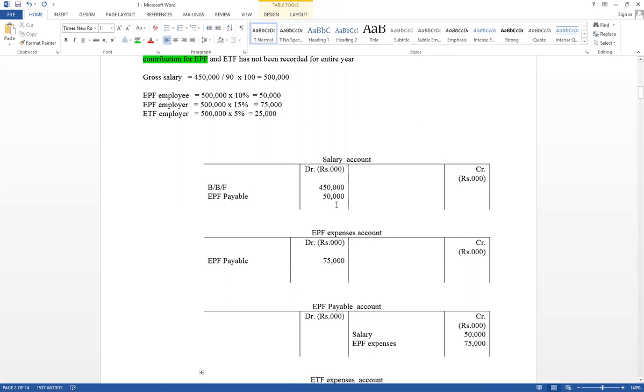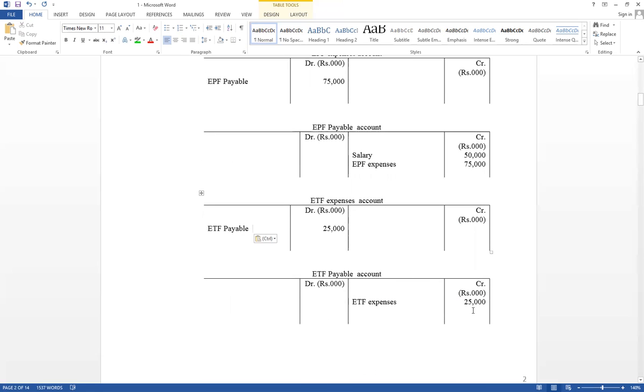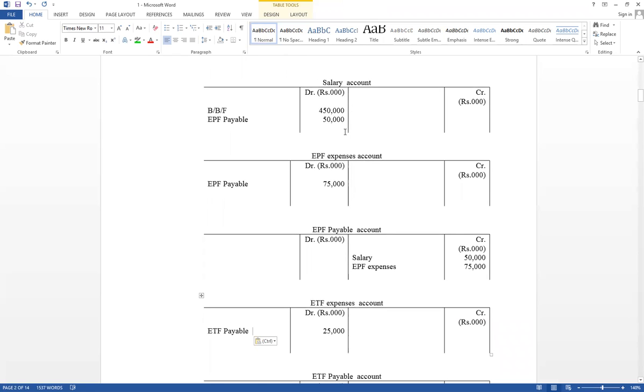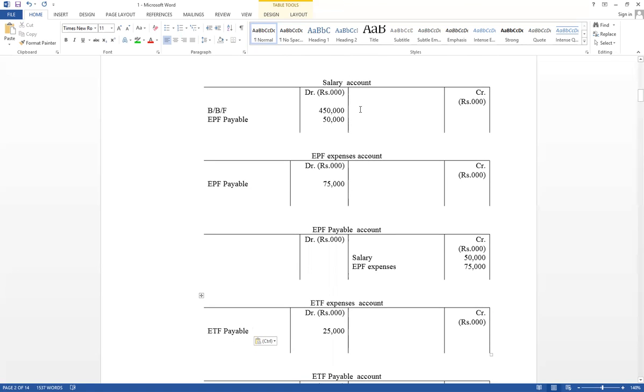Then think about salary, EPF expense, EPF payable, ETF expense, and ETF payable. The salary account balance total value equals 500,000. That is the value that should be considered as expense. Salary 500,000 expense, EPF expense 75,000, ETF expense 25,000, and the EPF payable account total amount equals 125,000, a liability. EPF payable and ETF payable are also liabilities. Therefore, there are three expenses: salary total value 500,000, 75,000, and 25,000 under administration expense.